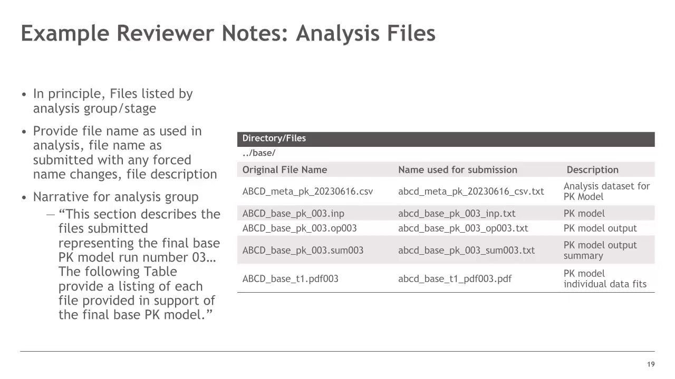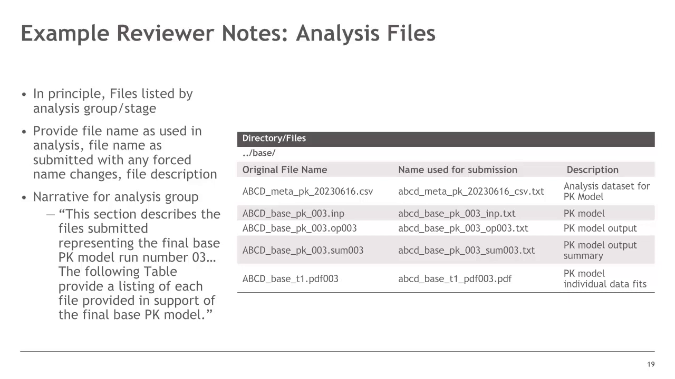And then I think this might be one of the last examples I have for the reviewer notes file. This would be, for me, a specific section. So I'm talking about just the files submitted for the base model. And so again, I would go through and say specifically, here's my input, here's my output, here are their names. And as Neelima pointed out, in my case, I have changed them. So I've replaced the .op with an underscore and then added a .txt to the extension.